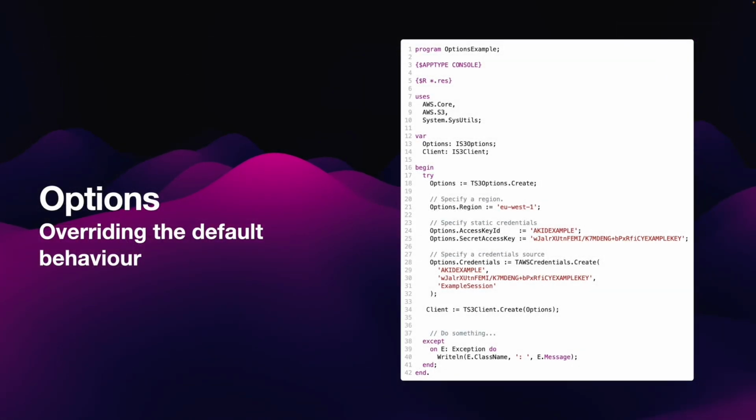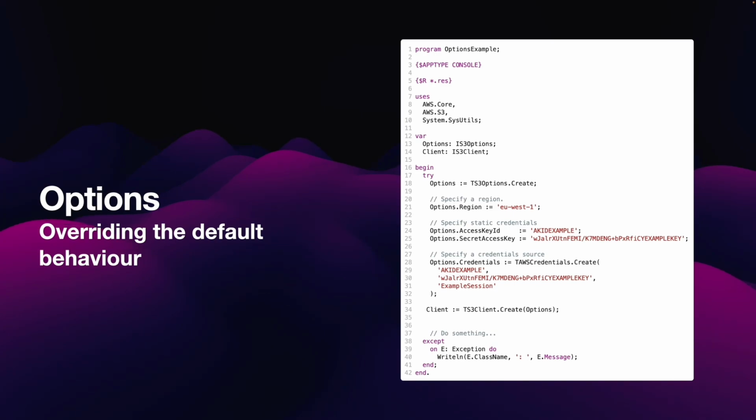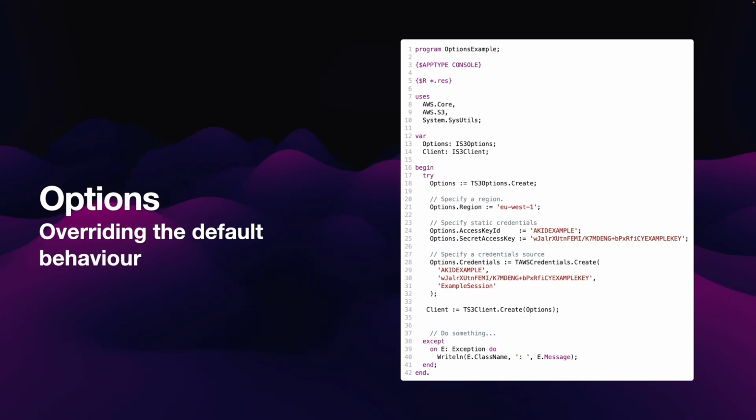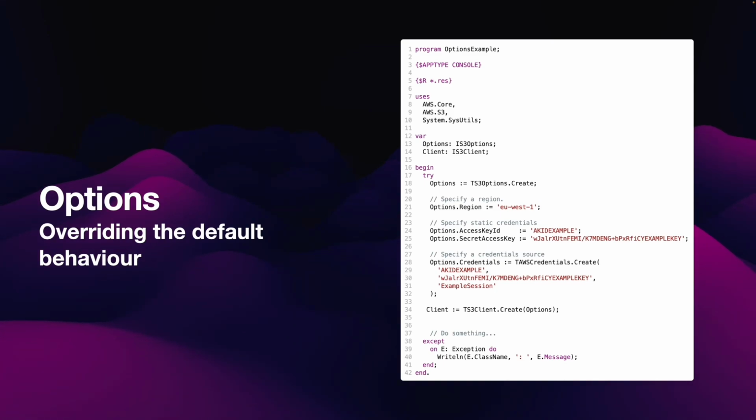So let's have a look at options and how we make use of them. When we want to override the default behavior, we can create an options class. We typically use an options interface. In this example, we're still using S3. On line 13, you'll see it declared as an IS3Options, which is an interface to the S3 options. On line 18, we're creating that S3Options, and then we can specify the things that we want to override. On line 21, we have an example of setting the region that we want to use the services of.